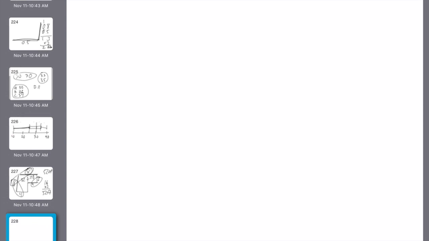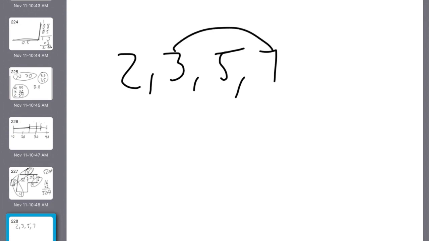Number 11. What is the sum of the first 4 prime numbers? That's a great question. First prime number is 2, then 3, then 5, then 7. Sum means add. 10, 17. Number 12. Dimensions of the triangle at the right. Find the perimeter.